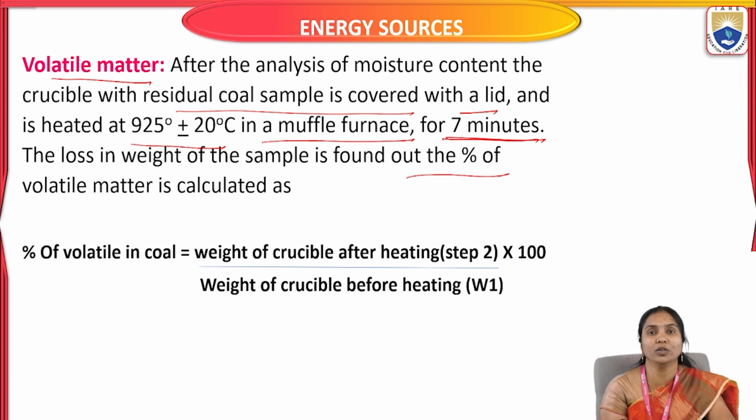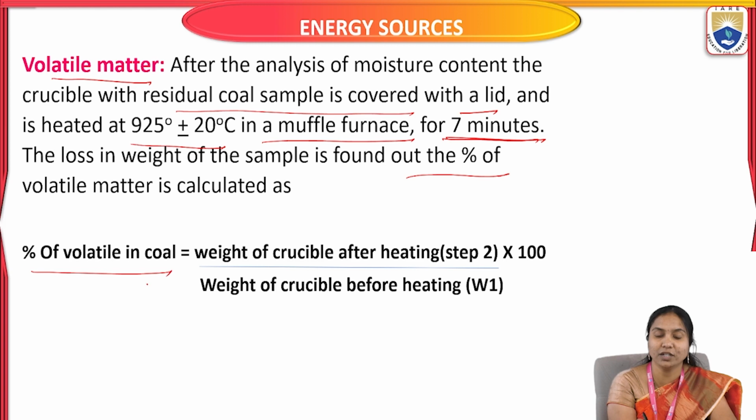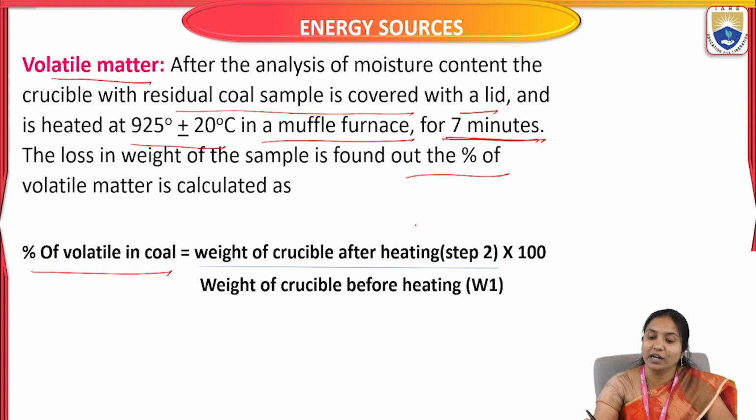So how can we determine it? What is the formula we are using here for determination of volatile matter? The percentage of volatile matter in coal is equal to the weight of crucible after heating in step 2, step 2 meaning volatile matter, minus the weight of crucible before heating from step 1, divided by the weight of crucible before heating, into 100. By using this formula, we calculate the volatile matter present in the coal sample.